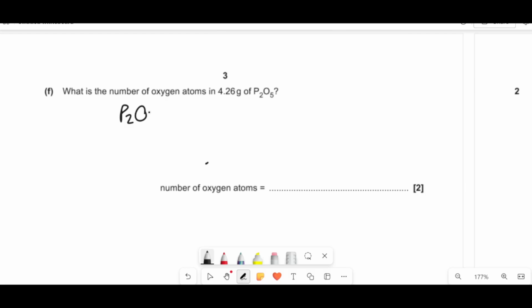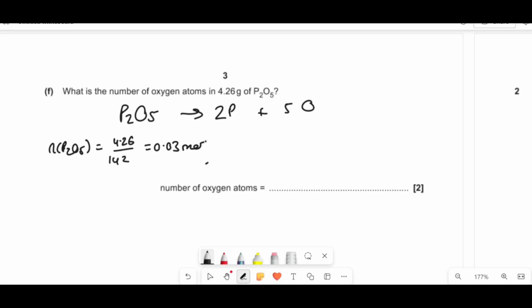Now it says, what's the number of oxygen atoms in this many grams of that? So P2O5, if we were to split it magically into every single atom, you would have 2 P's and 5 O's, right? They're asking how many oxygen atoms are in this. We can work out the moles of P2O5, because that would just be its mass, 4.26, over its MR, 142. If we do that, we get 0.03 moles. If there's 0.03 moles of the whole thing, then for each one of them there's going to be 5 times that. So the moles of O is 0.03 times 5, which is 0.15.